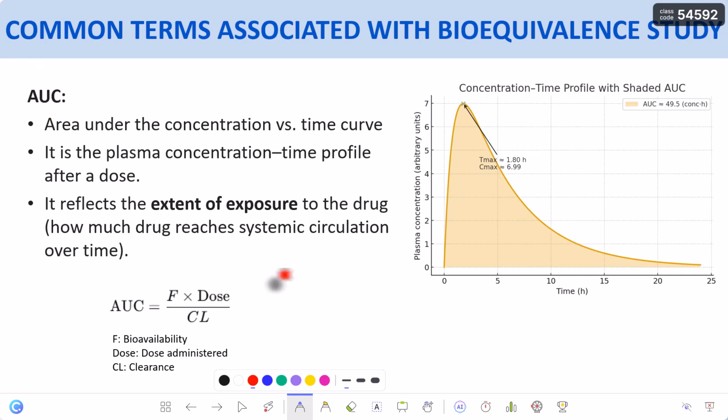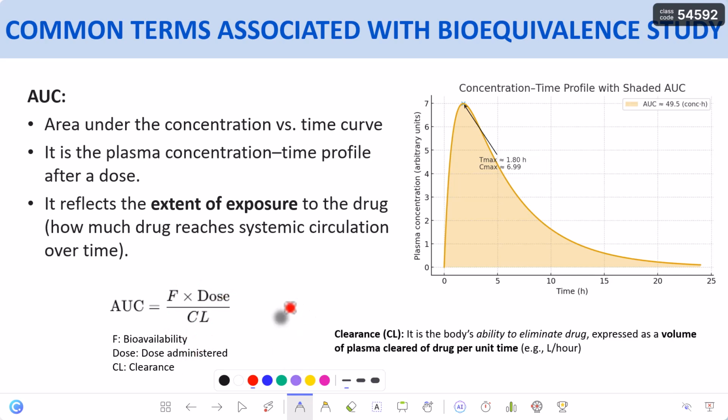And this is the calculation formula for measuring the AUC. F stands for bioavailability, D stands for the dose, and CL stands for the clearance. So what is CL? Let us also understand it. CL is nothing but the body's ability to eliminate drug, and it is expressed as the volume of plasma cleared of drug per unit time, and the unit of this clearance can be liter per hour. Now this is the AUC.